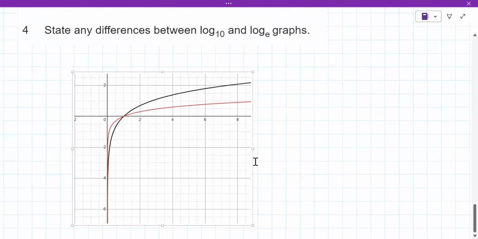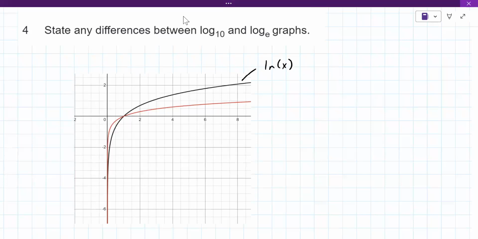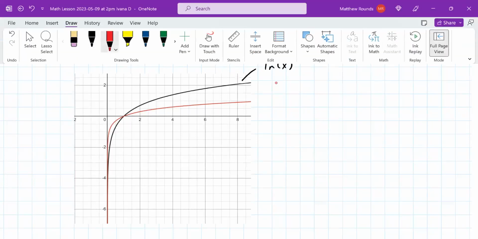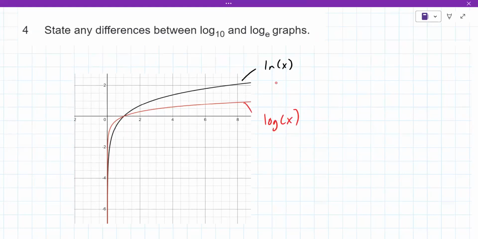Here the graph shows the black one is the natural log of x. The red one is log of x. You can see they're not exactly the same graph, and that's probably the main difference. You can say that they're not the same graph, but they have all the same characteristics.